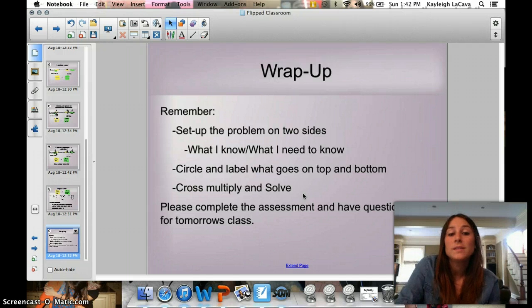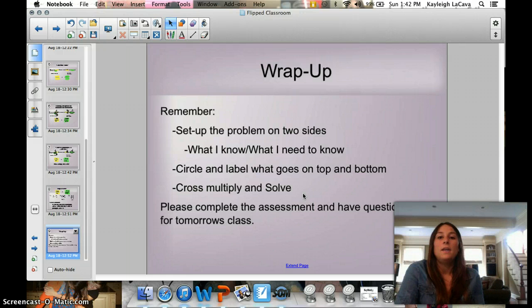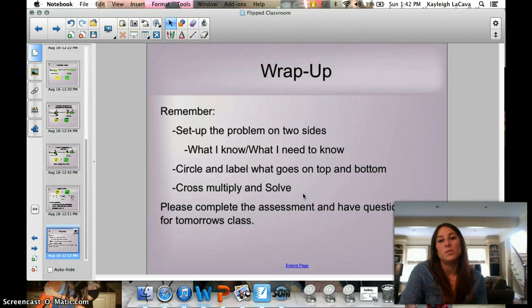So, based on this lesson, I want you guys to complete the assessment I have online. And in that assessment, it'll ask you to solve one question, give a little explanation of how you solved it, and give a section for you to ask any questions for me for tomorrow's class. Also come prepared with any questions you have at the beginning of class. We'll go over it, and then we're going to be working on a real life situation using proportion equations.